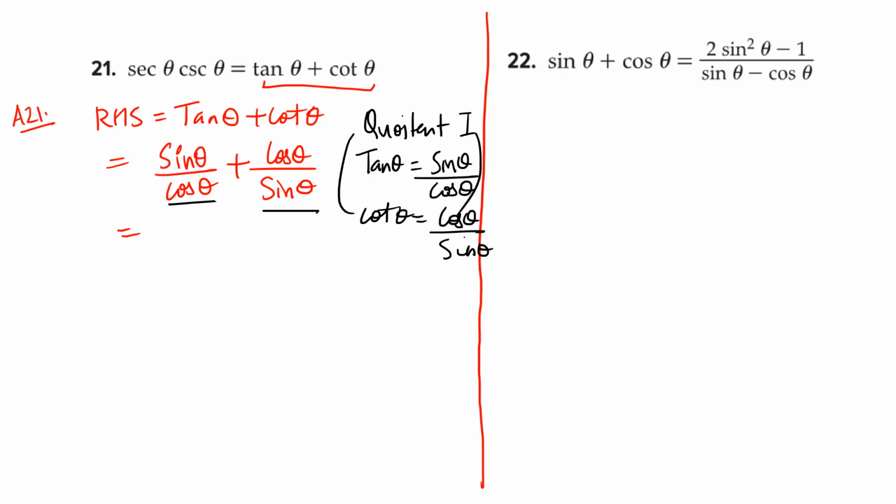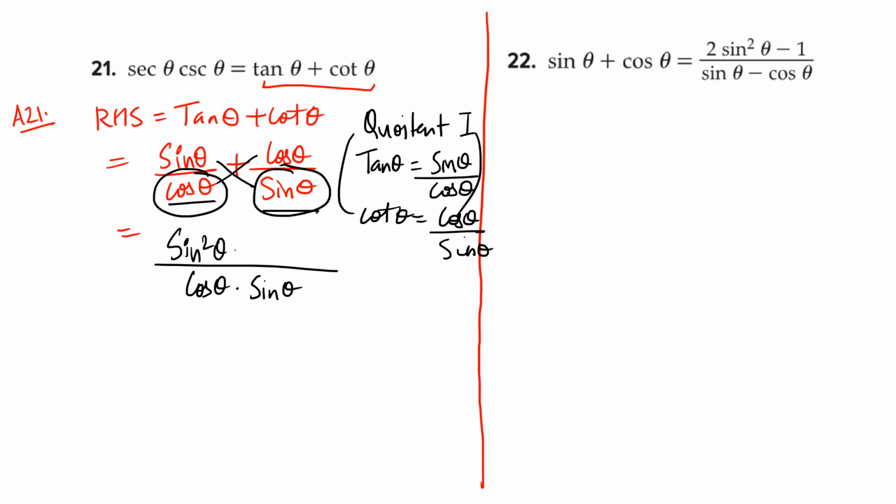The denominators are different. Here it is cos theta, here it is sine theta. So we will take the LCM and make them equal, which can be done once we multiply. In order to make the denominators equal, for the numerator, we multiply sine theta with sine theta, which lands us with sine square, and cos theta with cos theta, which lands us with cos square.